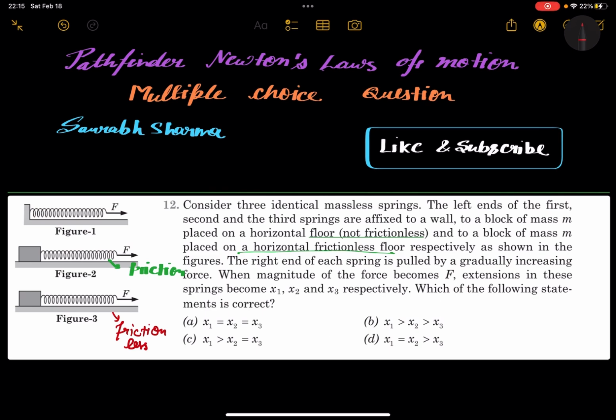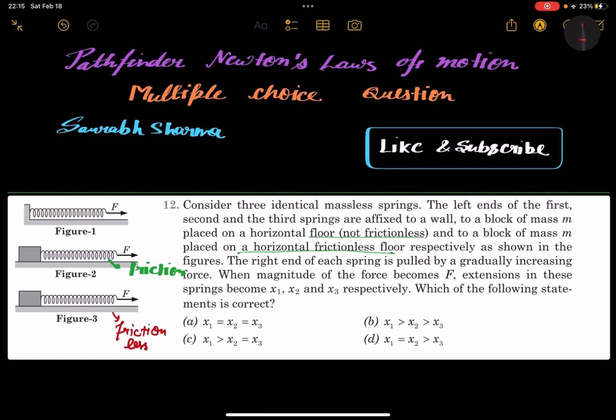So the right end of each spring is pulled by a gradually increasing force. When the magnitude of the force becomes F, the extensions in these springs become x1, x2 and x3 respectively. Which of the following statements is correct?